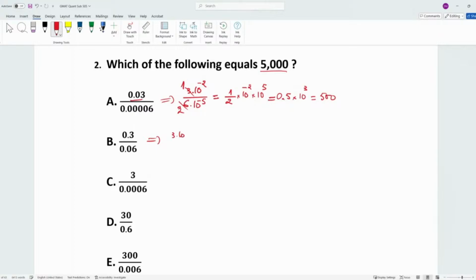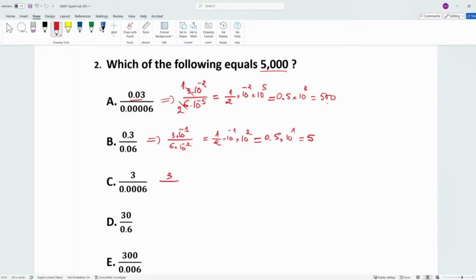So this is going to be 3 times 10 to the power minus 1 and 6 times 10 to the power minus 2, which is going to give us 1 over 2 times 10 to the power minus 1 times 10 to the power 2, which is equal to 0.5 times 10 to the power 1. So this will give us 5. So this one is not equal to 5,000. This is not equal to 5,000 as well.